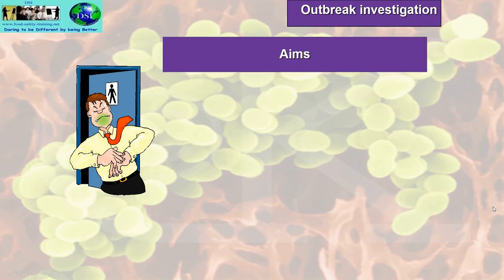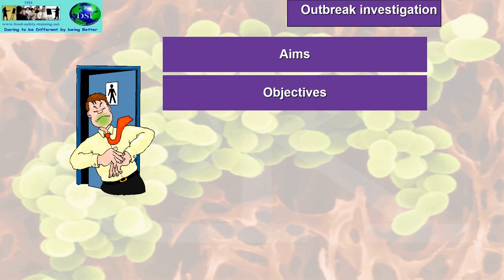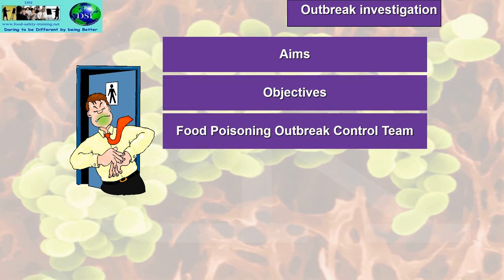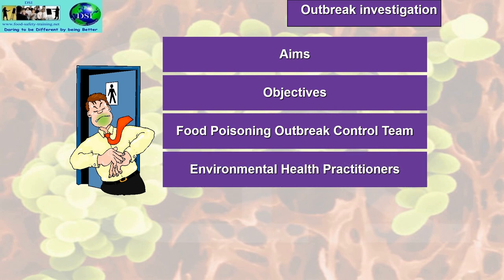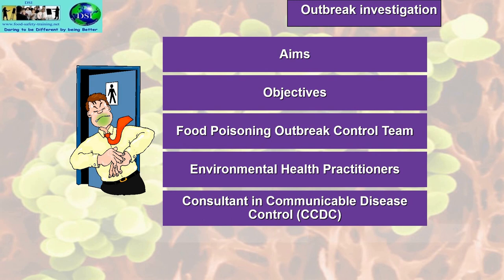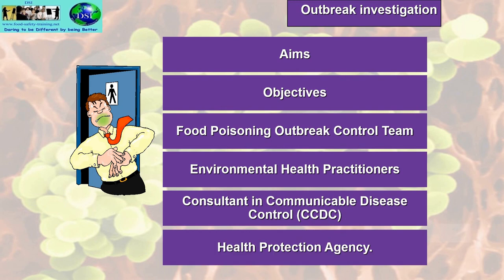Outbreak investigation. So the aim of an outbreak investigation of food poisoning, you've got aims, objectives, you've got the food poisoning outbreak control team, environmental health practitioners are involved, there'll be a consultant in communicable disease control, CCDC, and the Health Protection Agency. These are all the things that must be put into place when there is an outbreak investigation.